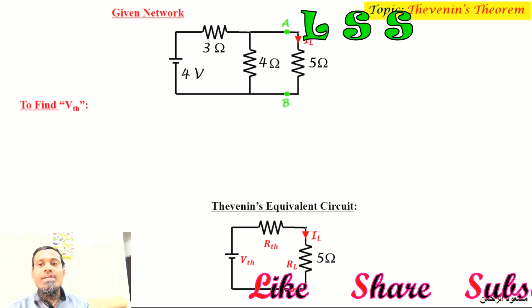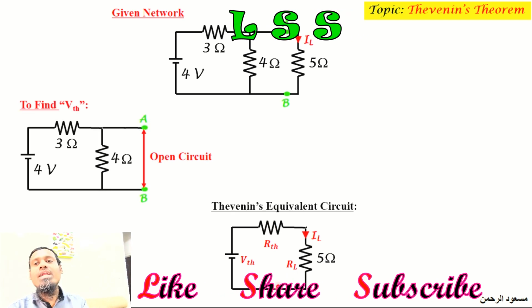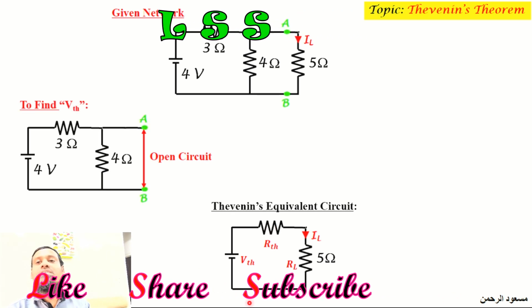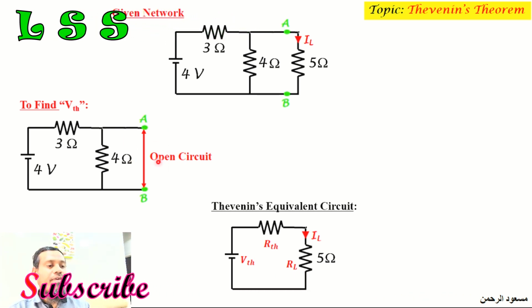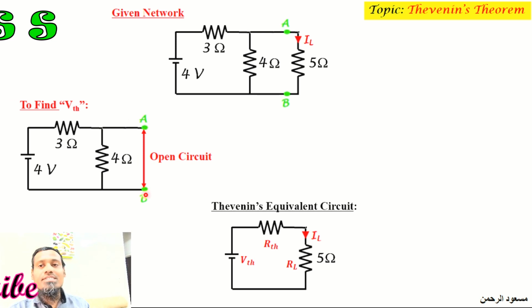Now to find VTH, we have to redraw the network by open circuiting the load element. So here it is a resistance. We have open circuited the load resistance and we have marked the points A and B here. Now we need to find VTH, which is nothing but the voltage across the open circuited points, namely A and B. By doing so, you will find VTH.